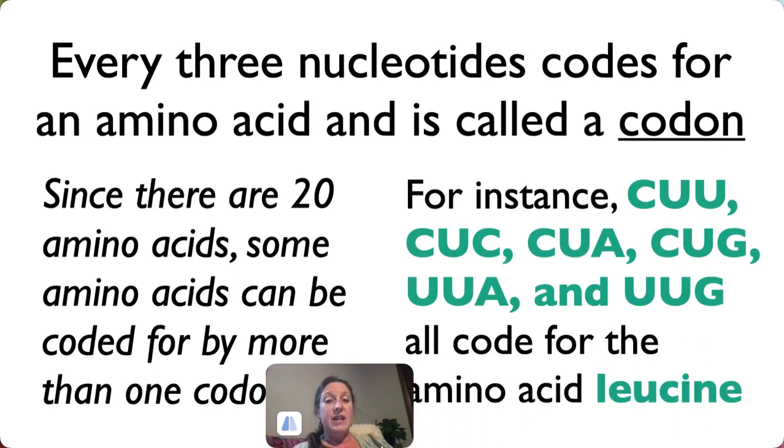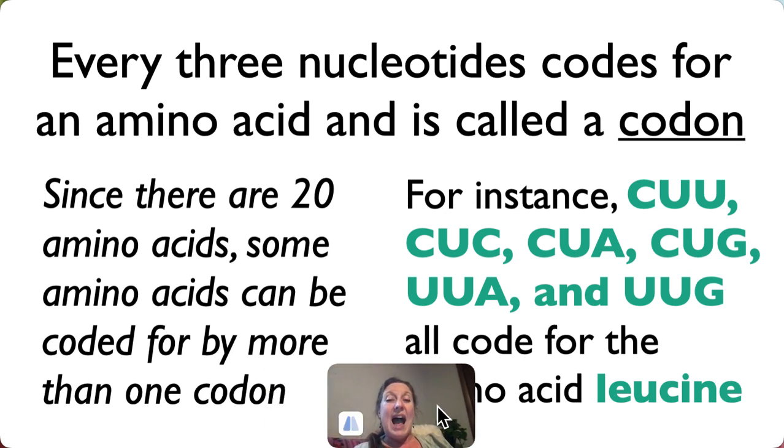Each one of these sequences of 3 nucleotides codes for a single amino acid, and we call it a codon. Anytime you see ON at the end of a word in science, that means unit. So codon means coding unit. This is the unit of nucleotides that's required to tell the cell which amino acid we need.